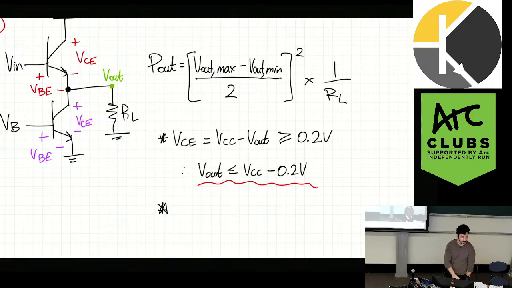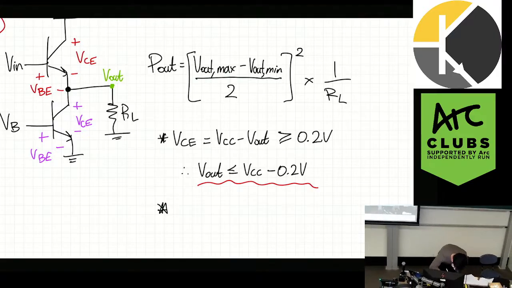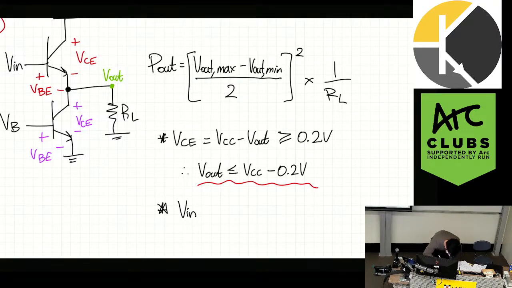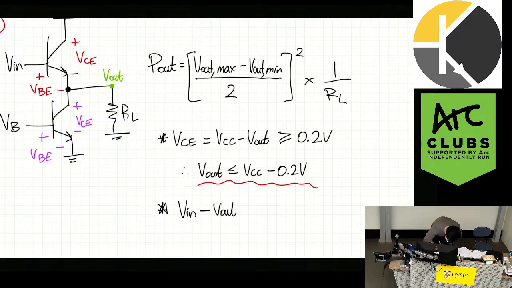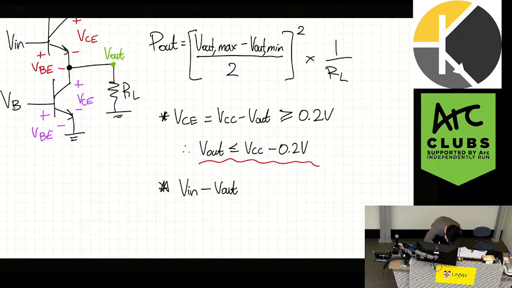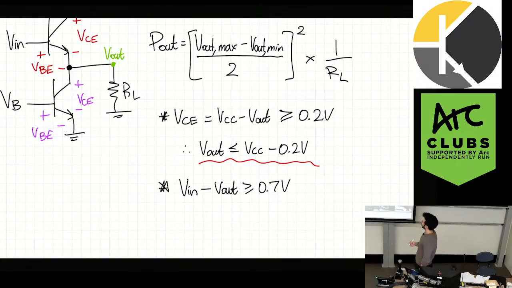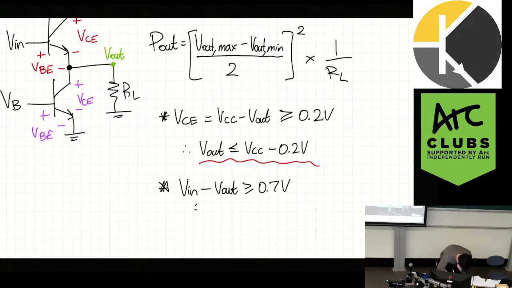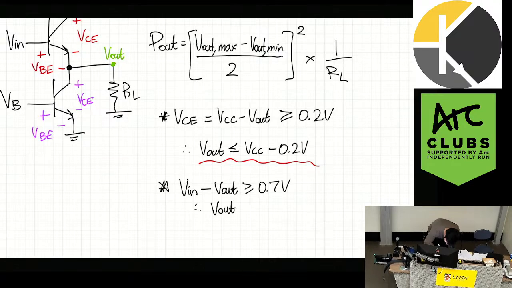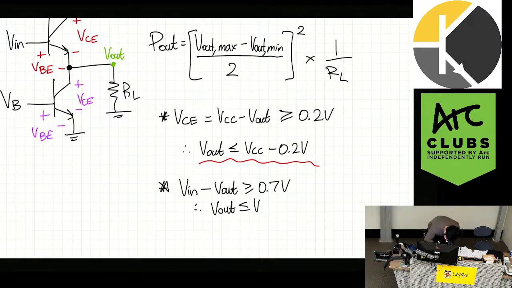So what's at the base? Yeah, so at the base, that's correct. So at the base is Vin, at the emitter is Vout. So you would say Vin minus Vout must be greater than or equal to 0.7 volts. And 0.7 volts is essentially VBE. So then that means, therefore, Vout must be less than or equal to Vin minus 0.7 volts.